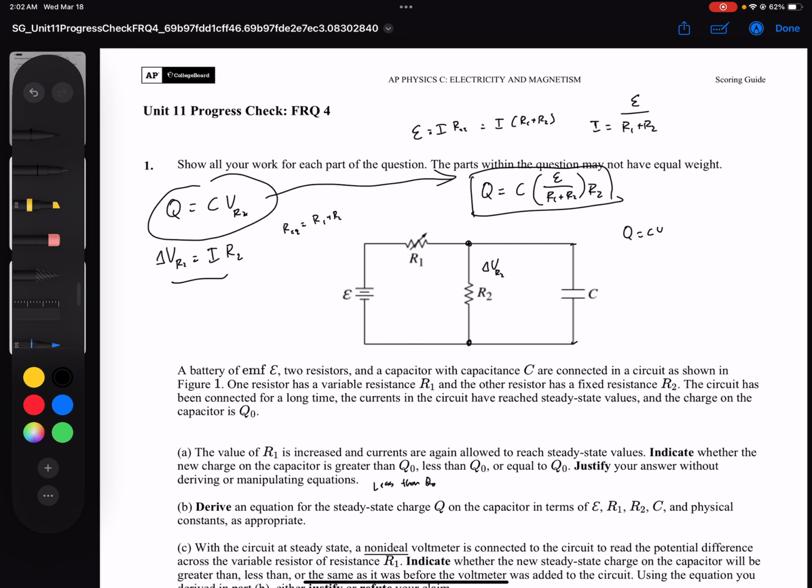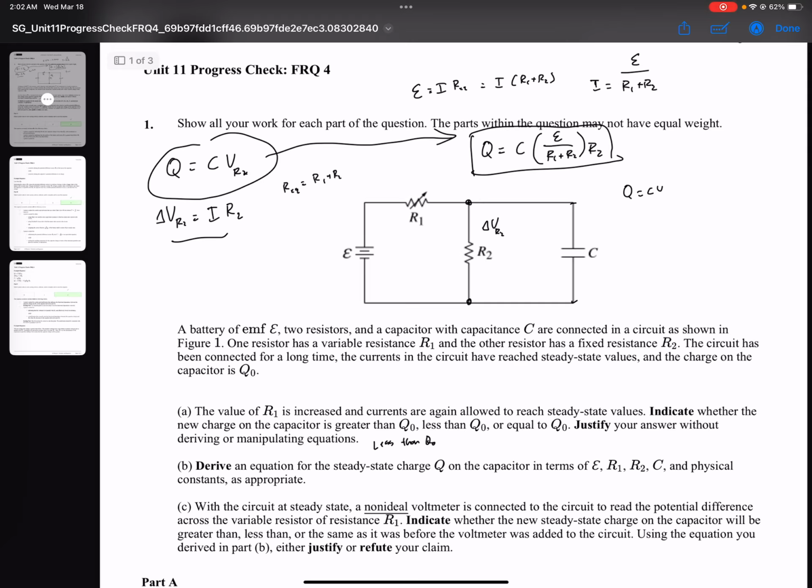And then part C: when the circuit's in steady state, a non-ideal voltmeter is connected to the circuit to read the potential difference across the variable resistor. Indicate whether the new steady state charge on the capacitor will be greater than, less than, or the same as before the voltmeter was added.